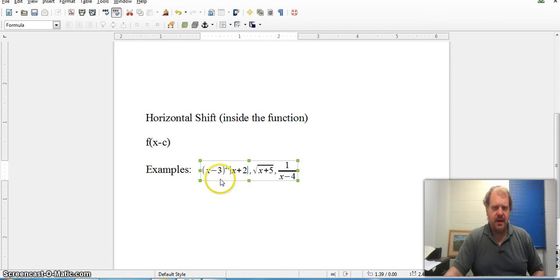the minus 3, x minus 3, would cause the x squared graph, the U-shaped graph, to go 3 to the right. The x plus 2 on the absolute value would cause that V-shaped graph to go 2 to the left. The x plus 5 in the square root would cause that graph to go 5 units to the left. And finally, the minus 4 in the 1 over x function would cause it to move 4 units to the right. So 3 units to the right for x squared, 2 units to the left for absolute value, 5 units to the left for the square root graph, and then finally 4 units to the right for the 1 over x graph.